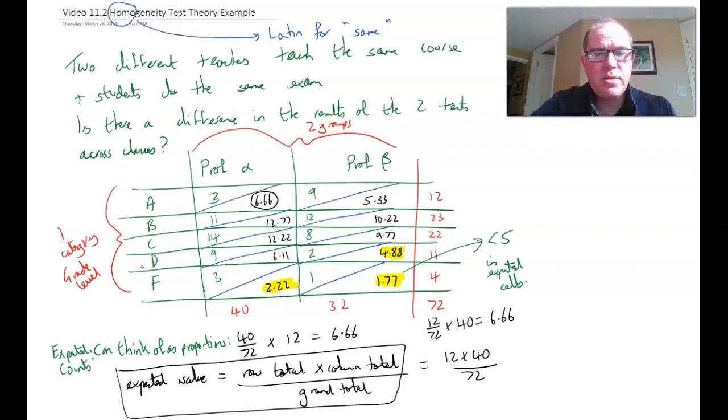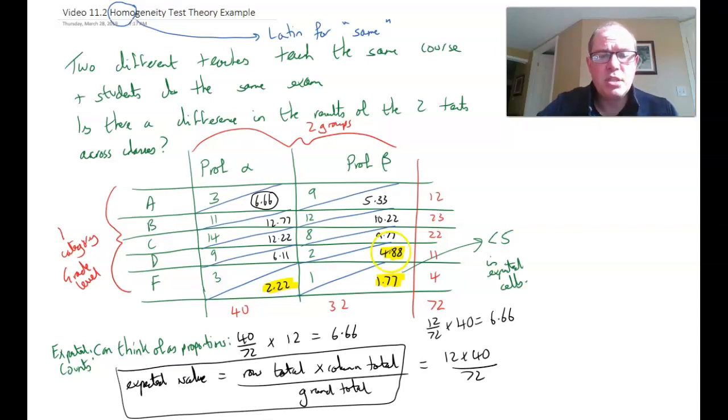Later we'll do the chi-squared test for independence, and that's when we've got a category on one axis and a category on another axis, so category versus category. Here we've got two groups of students, some in Professor Alpha's, some in Professor Beta's, and we want to know if they're marking the same or not, so it's homogeneity. More about that later.